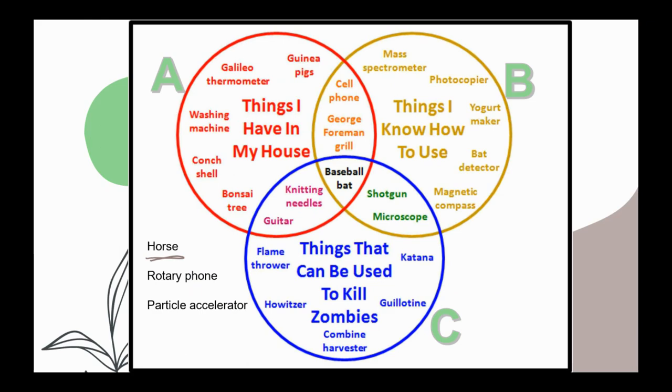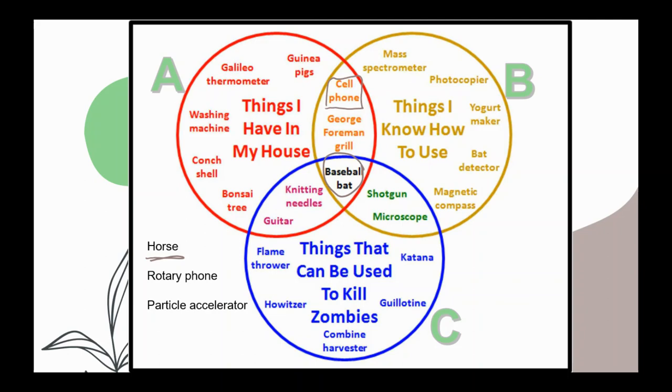So notice that there's a little bit of overlap. For example, I have a cell phone in my house and it's something I know how to use. However, it is not included in things that can be used to kill a zombie. I don't know that we could use a cell phone to kill a zombie, okay? Notice there's one thing that fits all three. I have a baseball bat in my house. I know how to use it, and I could definitely kill a zombie with it, okay? And then you can kind of see the other things.